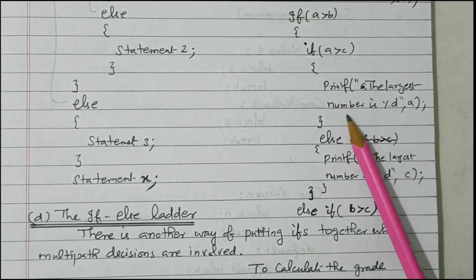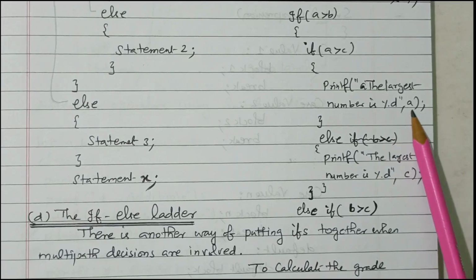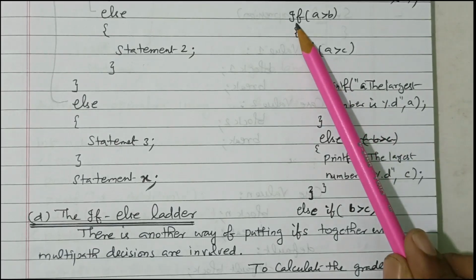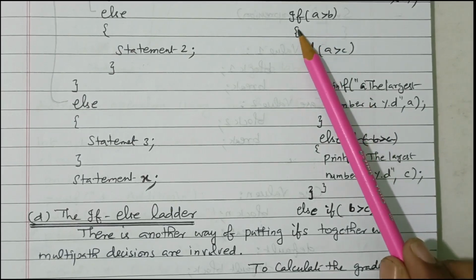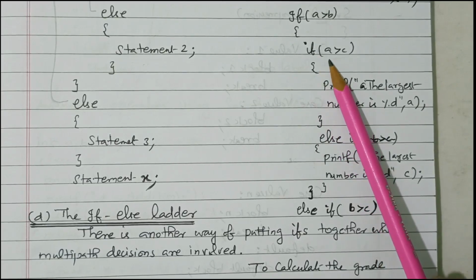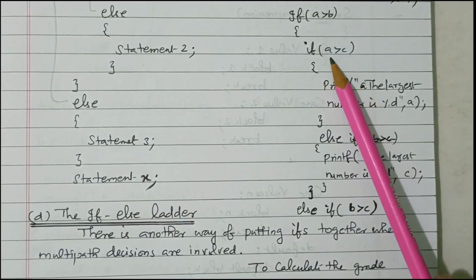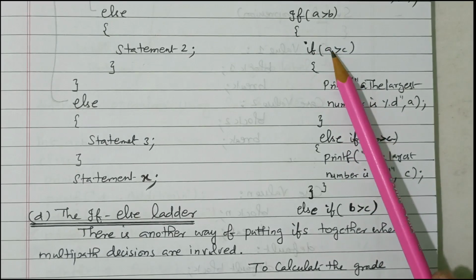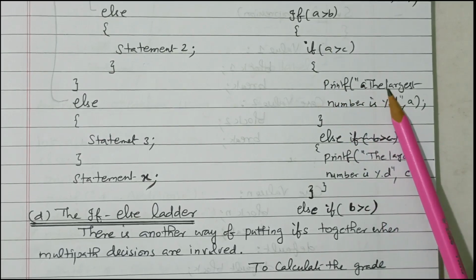Printf, the largest number is %d, a. Right? A is the greatest number. So first we verified if a greater than b. If this condition is true, we open the brace. Inside we have one more condition, a greater than c. If both are true, it is clear a is greater than c as well as greater than b, so we can print a is the largest number.